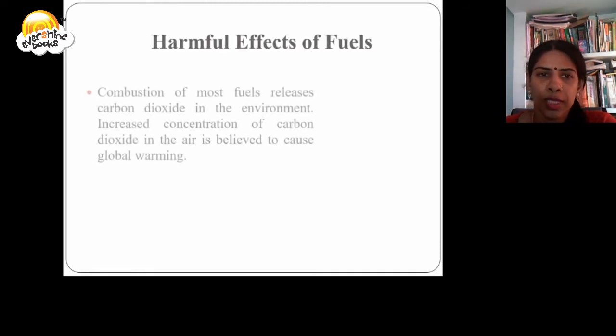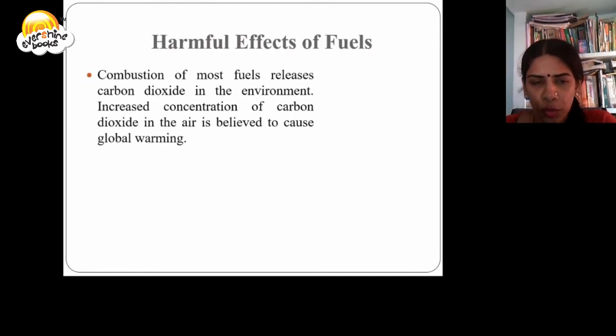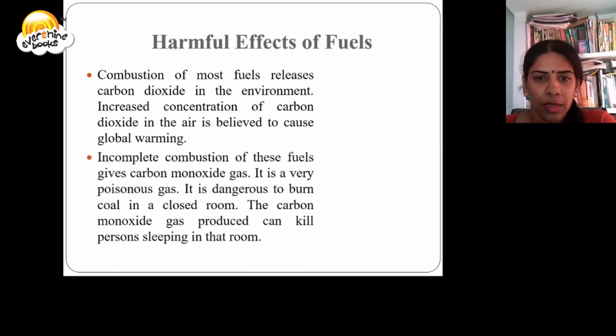Harmful effects of the fuels. Combustion of most of the fuels releases carbon dioxide into the environment. An increase in the concentration of carbon dioxide in the air causes global warming. Incomplete combustion of these fuels gives carbon monoxide gas, which is poisonous and dangerous. It is dangerous to burn coal in a closed room because the carbon monoxide produced can kill a person sleeping in that room.